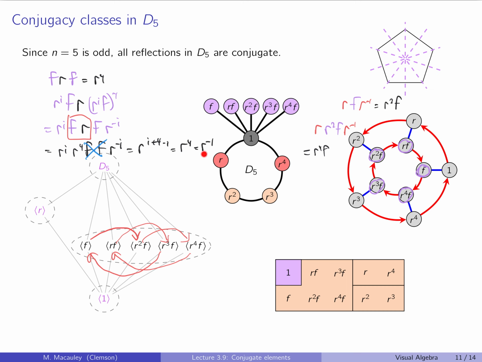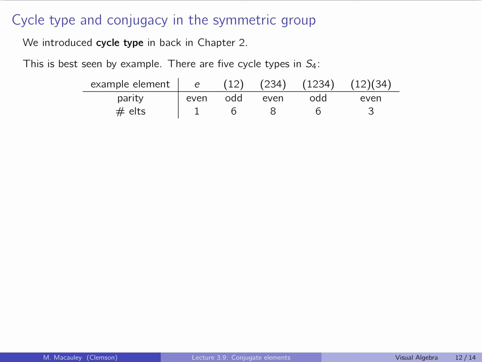That is something that will be like a one-line proof once we learn about centralizers in the next lecture. So make sure you stick around for that one. Let's now turn our attention from the dihedral groups to the symmetric groups. Recall that we introduced cycle type back in chapter 2. Before we give the definition, let's see an example.